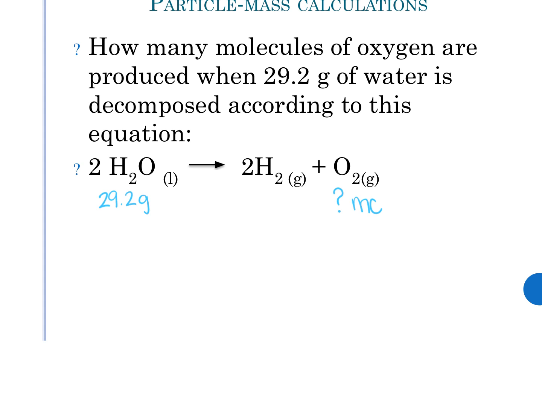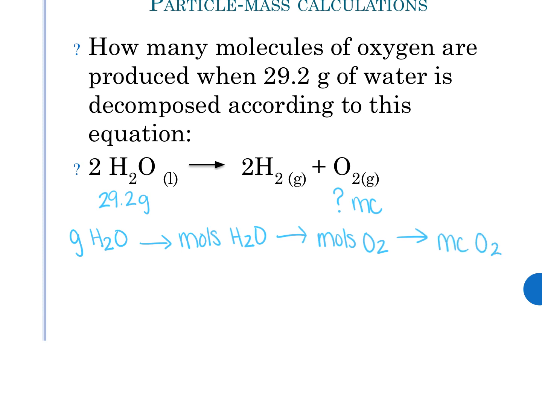Okay, so then we're going to make our plan. We're going to start with grams of water. And then what unit do you have to convert that to? Okay, so we have to convert it to moles of water. And then what can we convert to next? Okay, good. Moles of oxygen, and then your final unit, molecules of oxygen. Okay.